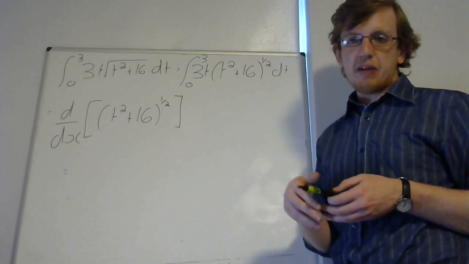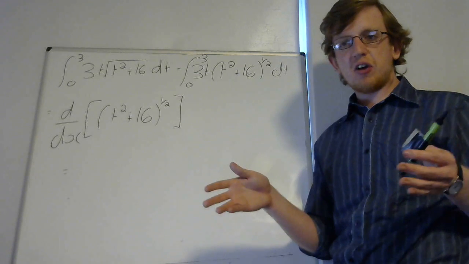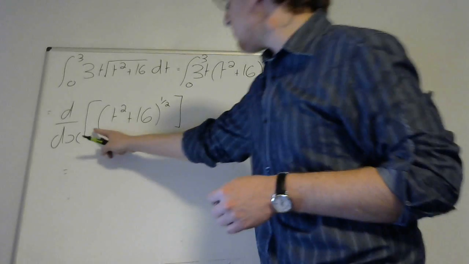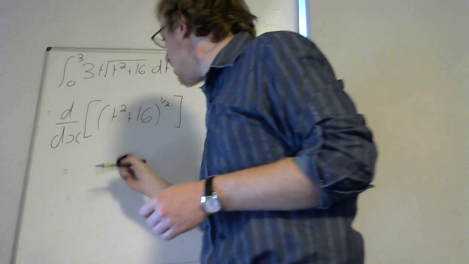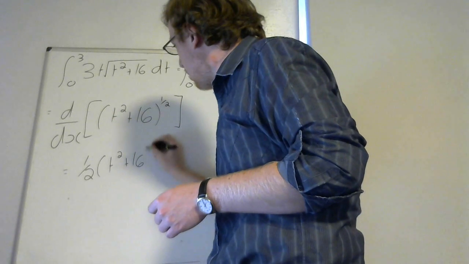So I spoke a little bit about this when I was talking about ln, where you do the derivative of the outside function multiplied by the derivative of the inside function. So what's the derivative of the outside function? Well, you bring the half down in front of the bracket, and then you reduce the power by a half, and then I stopped there.